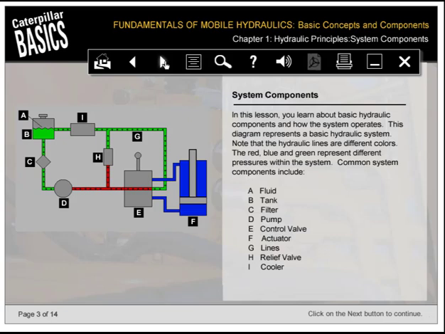Common system components include A. Fluid, B. Tank, C. Filter, D. Pump, E. Control valve, F. Actuator, G. Lines, H. Relief valve, I. Cooler.